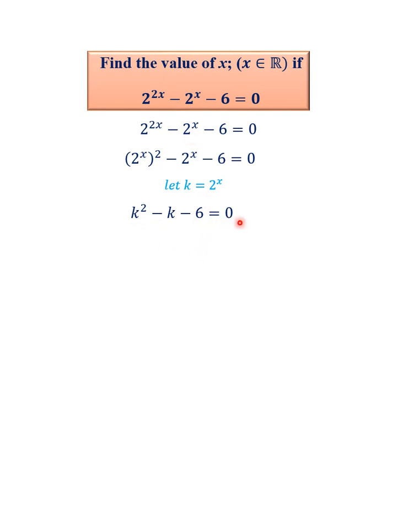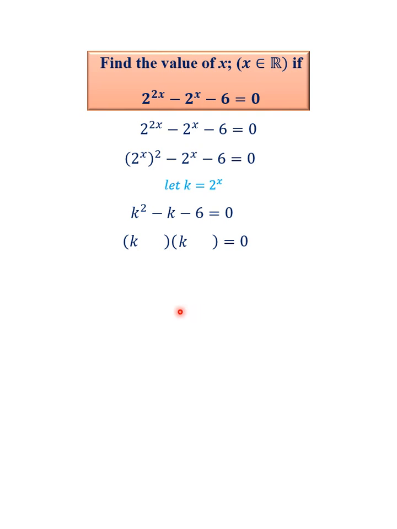Now let's solve this quadratic equation by factorization. Factorization means you need to open up brackets. So we have one bracket here for one of the factors, another bracket here for the other factor, and it's equal to 0. K squared means we have two k's. So one k is in this bracket and another k is in the other bracket. Now, what are the factors of 6? The factors of 6 are 1 and 6, 2 and 3, right? 2 times 3 will give us 6.